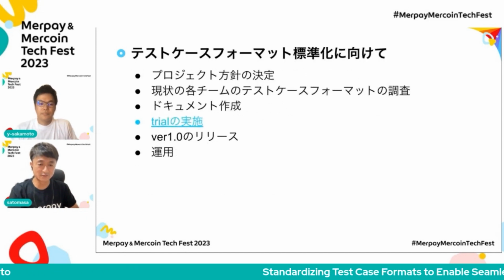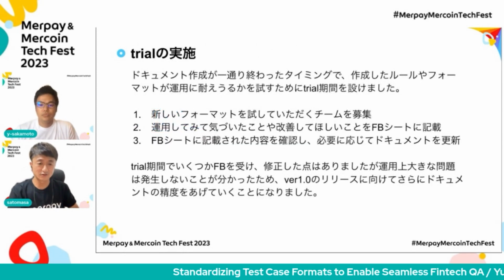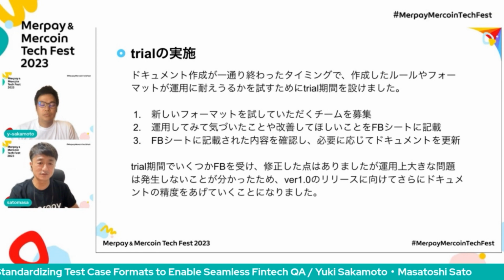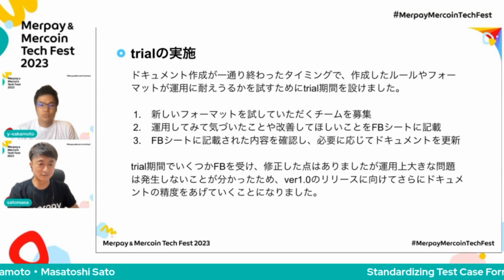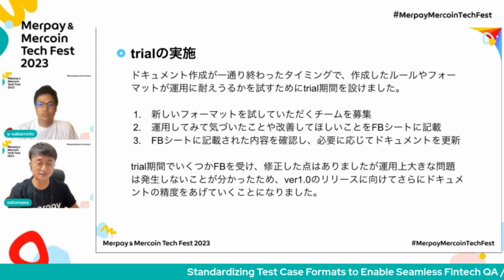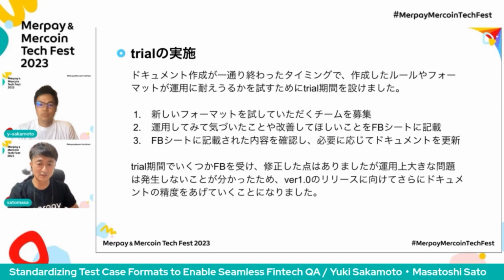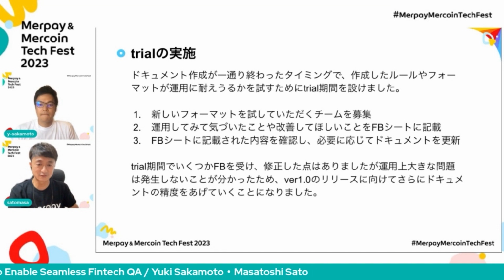Next, we conducted a trial. The trial period was set up to test whether the rules and the format created at the time when the document creation was completed could withstand actual operation. First, we recruited a team to try out the new format and asked them to actually operate it and provide feedback to us, especially what they noticed and what they would like to see improved.